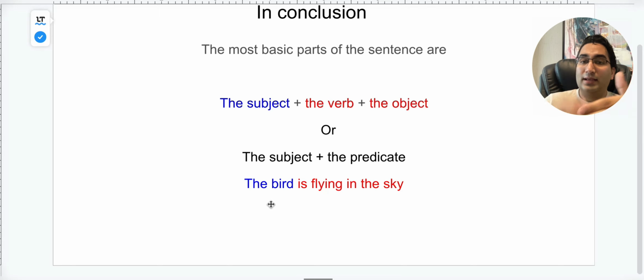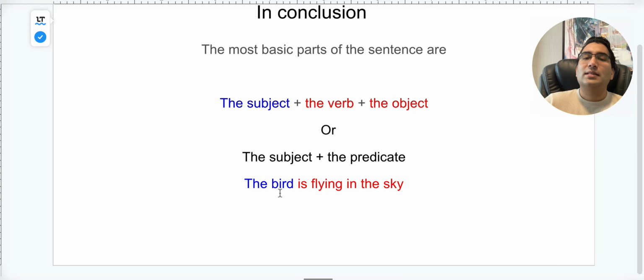That is the condition. The bird is flying in the sky. And again, if you combine the verb and the object, it becomes is flying in the sky. That is the condition. That is the situation that we are in. It's called the predicate. That is just for you to remember when you're practicing your sentences. But remember, the formula which you can use for speaking and writing is subject plus verb plus object.